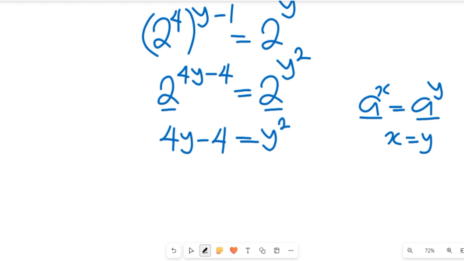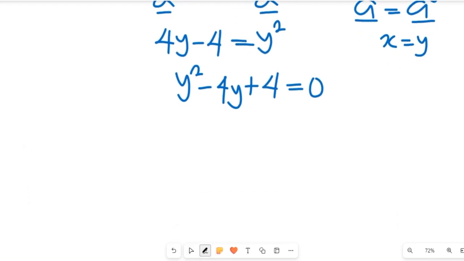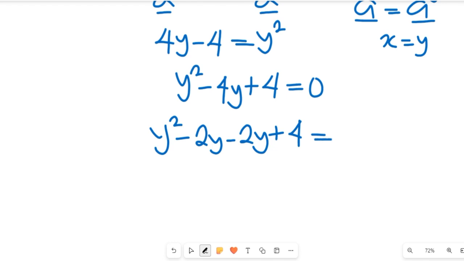So if we rearrange this by subtracting 4y from both sides and adding 4 to both sides, we'll have y squared minus 4y plus 4 equal to 0. And then if we solve that quadratic equation, we are going to have y squared minus 2y minus 2y plus 4 equal to 0.